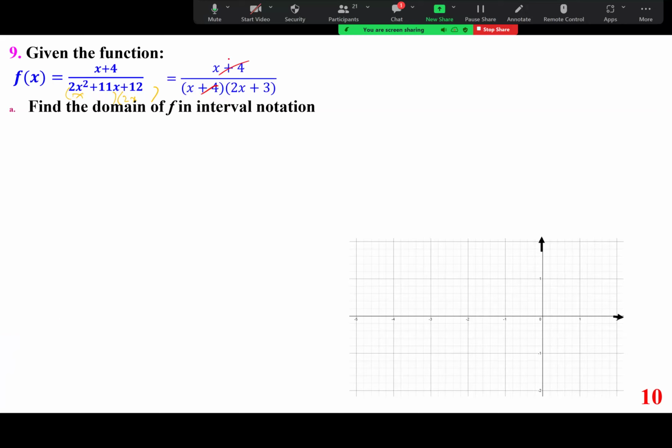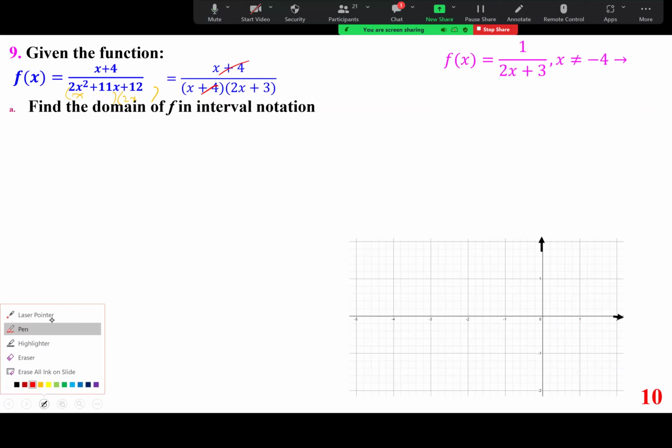but it doesn't change the fact that x can't be negative 4. The function reduces to 1 over 2x plus 3, but it doesn't change the fact that x can't be negative 4. And of course here, x can't be negative 3/2. So there are two numbers, so x can't be negative 4.